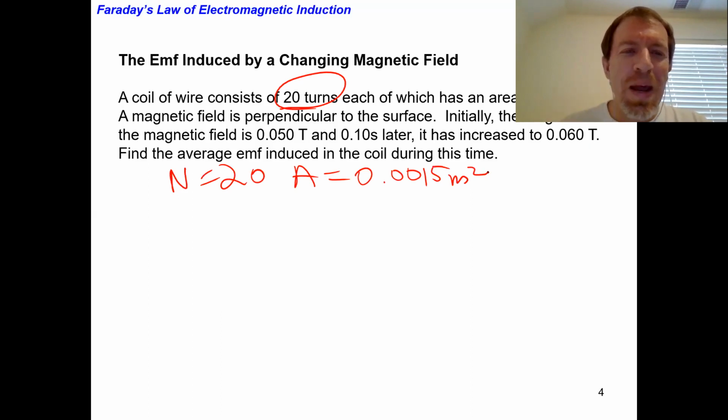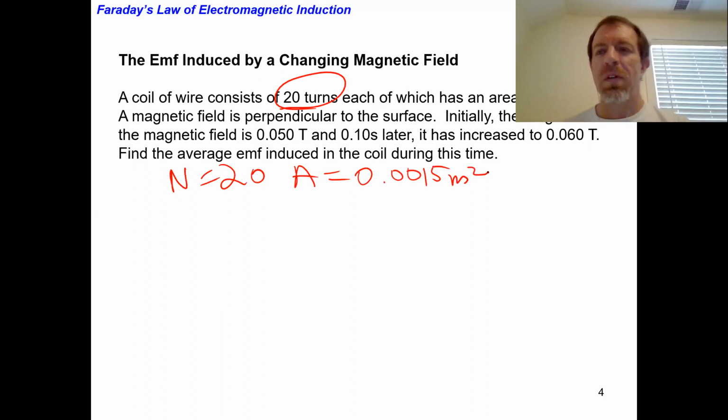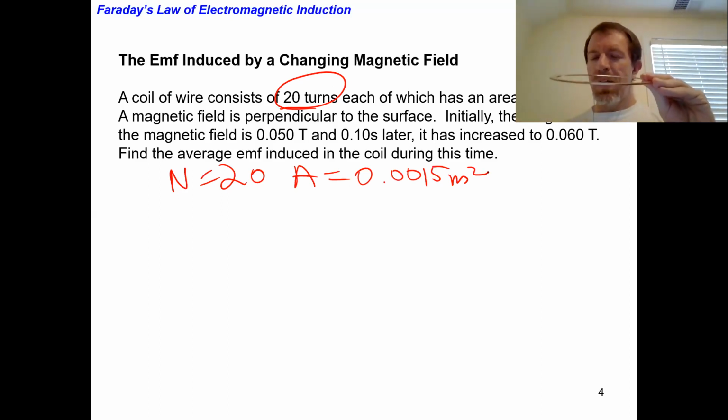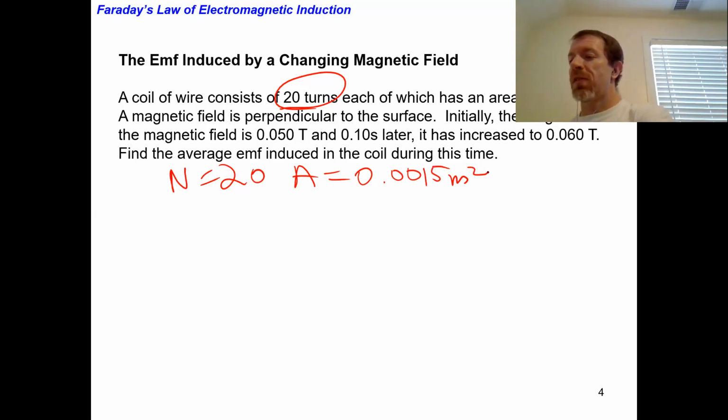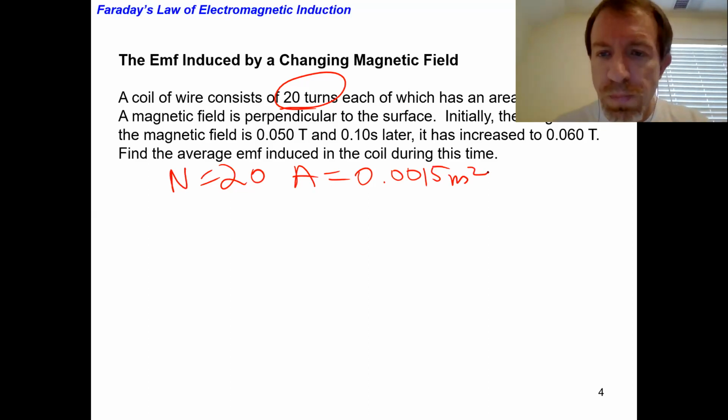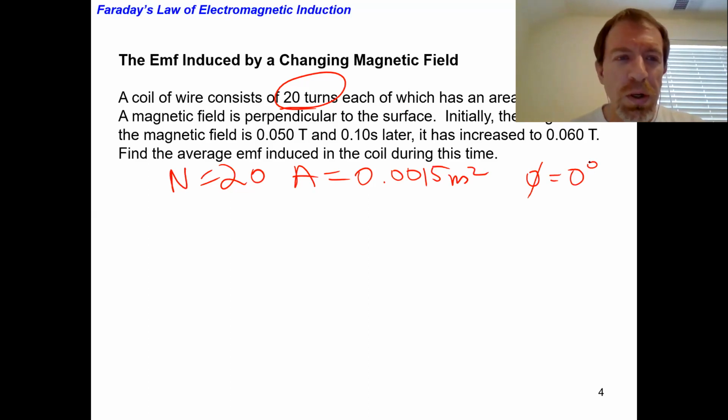Let's see. It says the magnetic field is perpendicular to the surface. Oh, so if my surface is there and magnetic field is perpendicular to the surface, that means that what? That my normal to my surface and my magnetic field are pointed in the exact same direction. So phi is equal to 0 degrees. So my angle is equal to 0 degrees. What else are we told here?